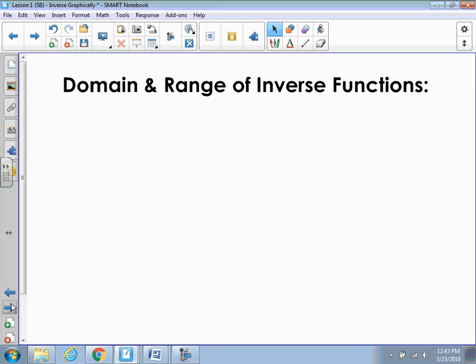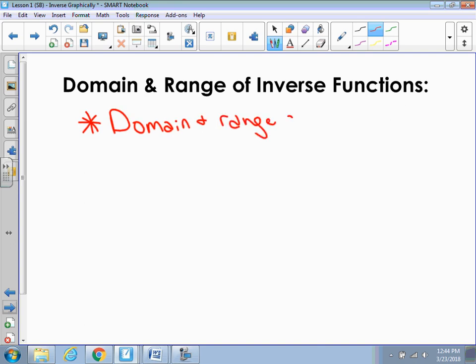Oh, sorry, one last thing. The bottom of our notes says domain and range of inverse functions. So I wrote this for you. Domain and range are switched, which makes sense because we switched our x's and y's.